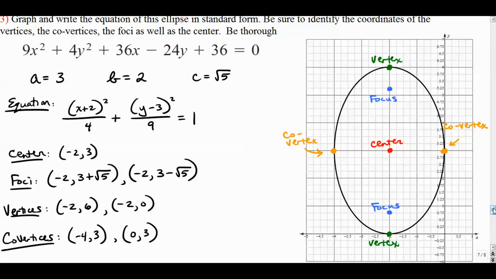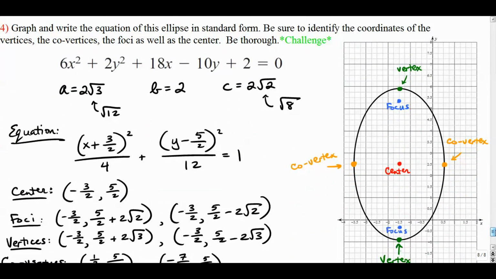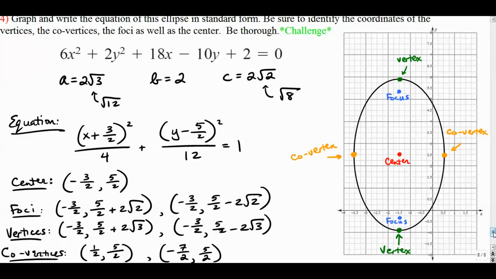And finally, number 4. We have a little bit of a challenge because notice the equation has fractions in it. That makes things a little bit more difficult, but I enjoyed the challenge. Your A value and your C value have roots in them, and you can see a lot of the points down here are really kind of crazy. A lot of fractions, a lot of roots.